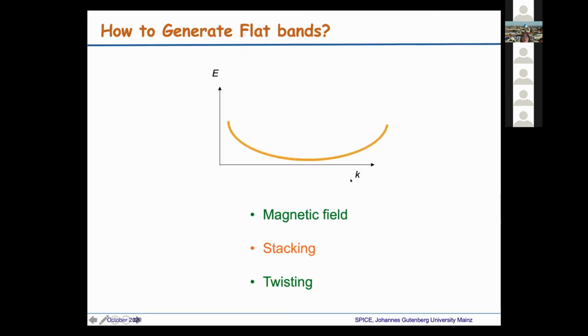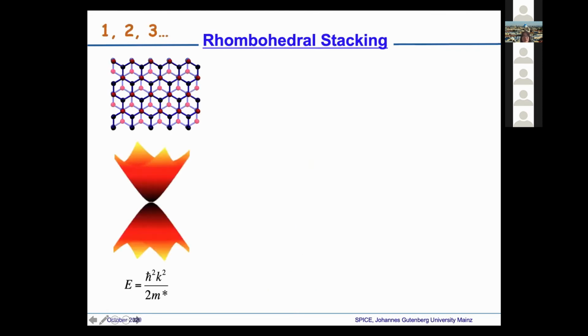Okay, so let me go to the second part of the talk, which is how we generate the flat band by stacking. So we know monolayer graphene has a linear dispersion and it's very pointy, so it's not flat. But we can make it flatter by going to thicker devices. But it's not just any thicker devices. In this case, we're actually interested in rhombohedral stacking, which is also called ABC stacking.